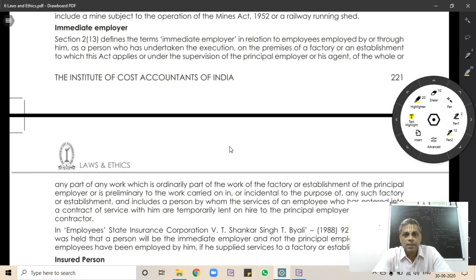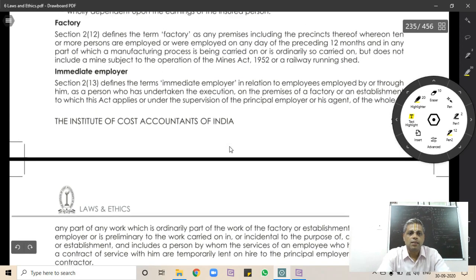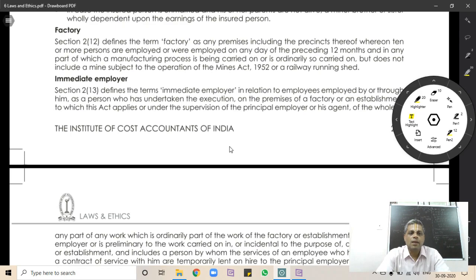Let's continue with the ESI Act now. We found that, what is a factory? In the last class, I think we completed up to this term. What is a factory? Factory has been defined in section 2, subsection 12 of the ESI Act as any premises including the precincts thereof. The precincts means the compound where the allied activities of the factory, say like administrative functions, etc., are being carried out, that also should be considered as a factory.